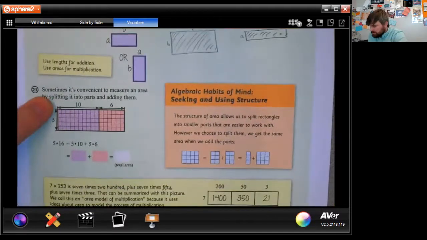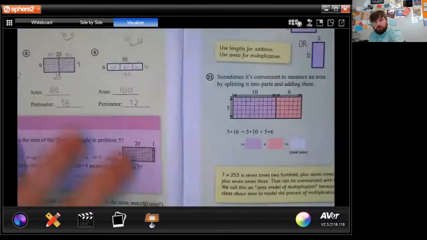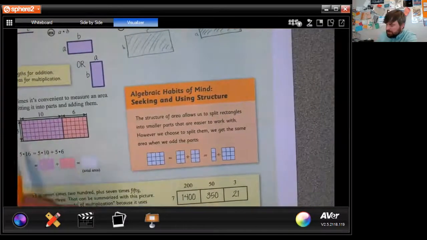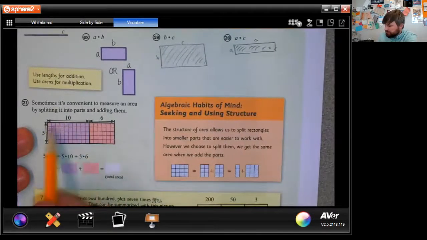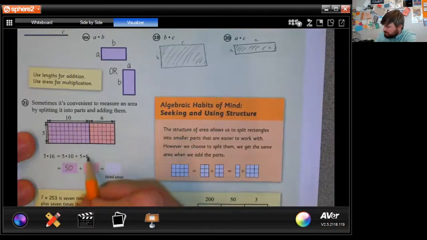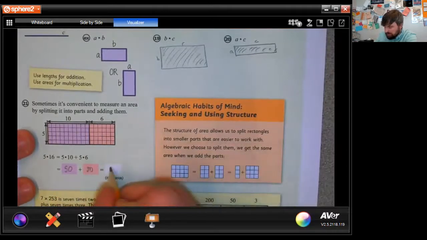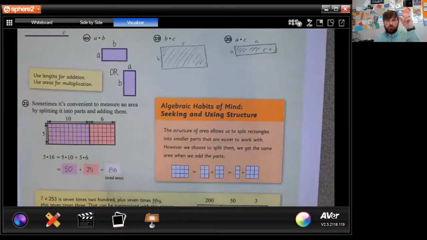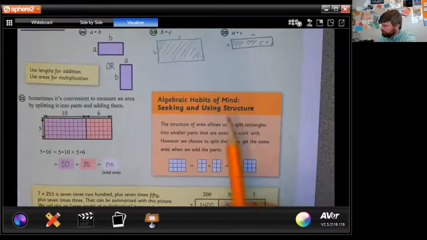Sometimes it's convenient to measure an area by splitting it into parts and then adding them, which is kind of what we did over here. So here, they actually had 5 and 16. What they did is they took 5 times 10, which is 50, and 5 times 6 is 30, and then you add those together to get your 80. So you can do it by parts to make it a little bit easier so that you don't need a calculator for it.